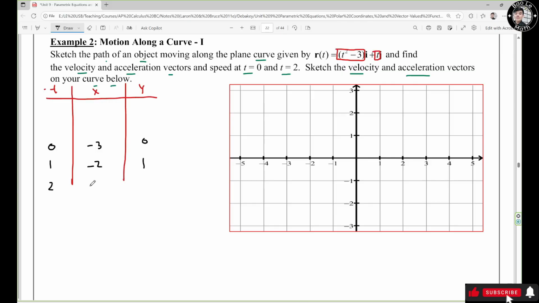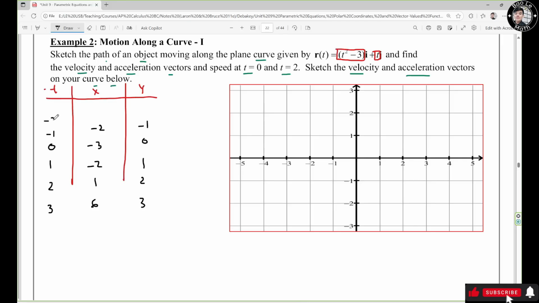T equals 2. The x value is 1. The y value is 2. And t equals 3. The x value is 6, and the y value is 3, right? Now, if t equals negative 1, the x value is negative 2. The y value is negative 1.